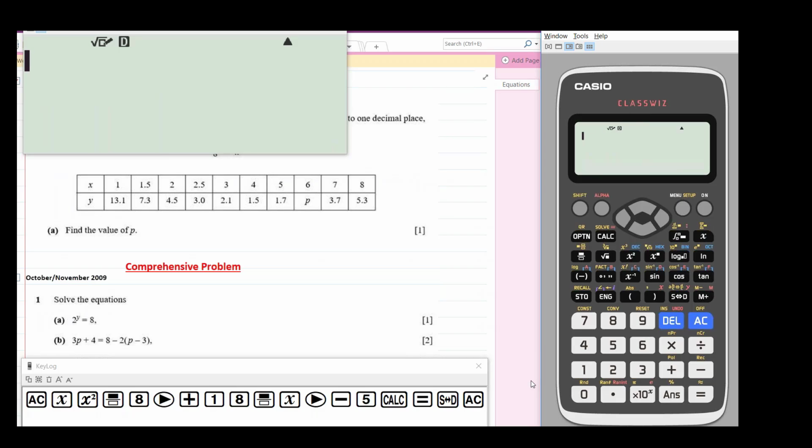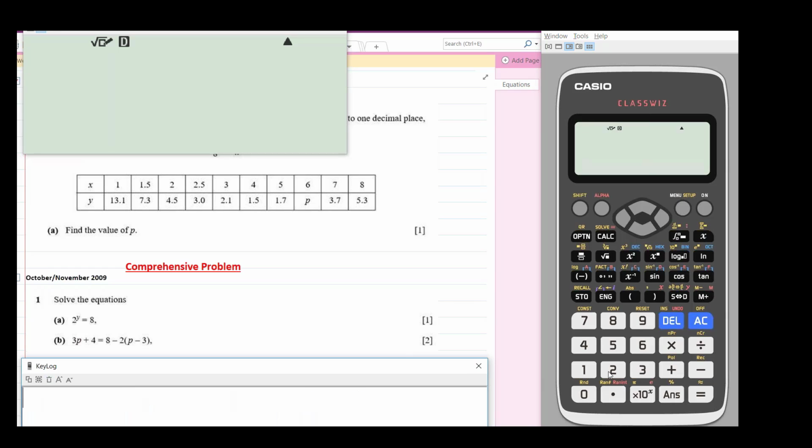So it's 2 to the power y equals x. I'm clearing these key logs. 2 to the power of x equals, so for equals we will press alpha and calculate, 8. Now you need to solve it.